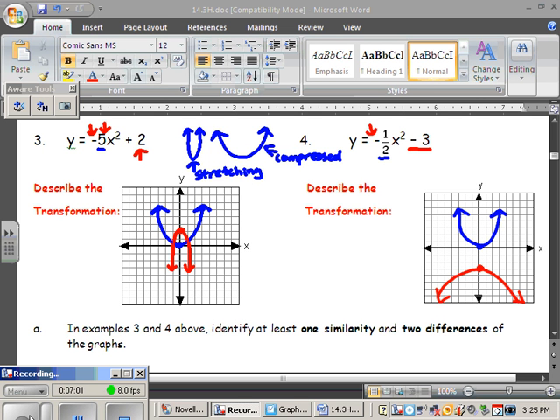Okay, so one similarity between these two graphs would be they both flip downward, and two differences would be: number 1, for the graph in number 3, the y-intercept is above the origin, and in number 4, it's below the origin if you look at the red graphs, or the red parabolas. The other difference would be the graph of number 3 is stretched vertically, where the graph in number 4 is compressed vertically. Let's take a look at a few more.